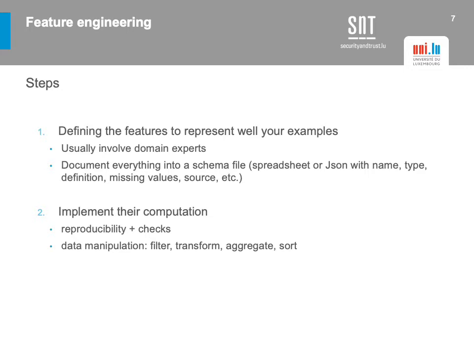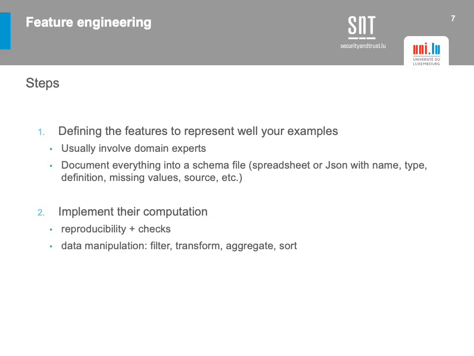Another thing is to document all the features that you have designed. You can make a schema file, which can be a spreadsheet or a JSON, and for each feature you fill in the name and its type, so whether it's a categorical or numerical feature, for example, the definition, whether it has some missing values and what the missing value means, what the source of the data is, etc.